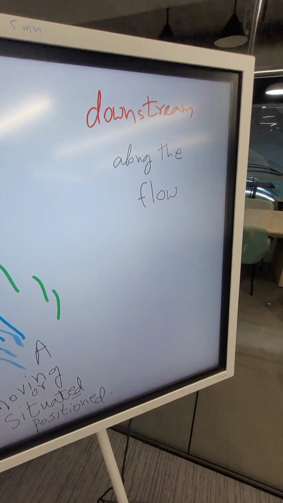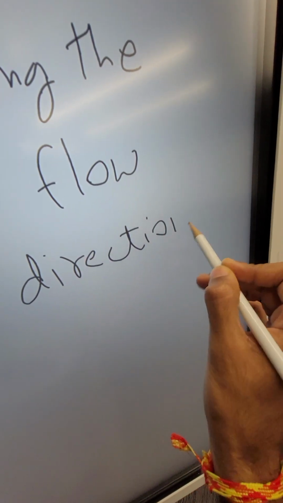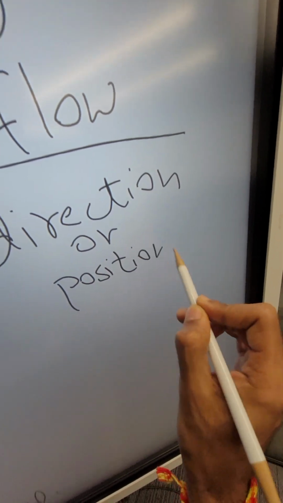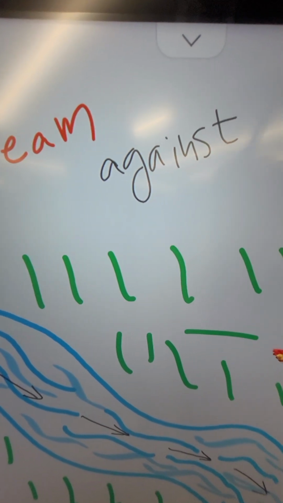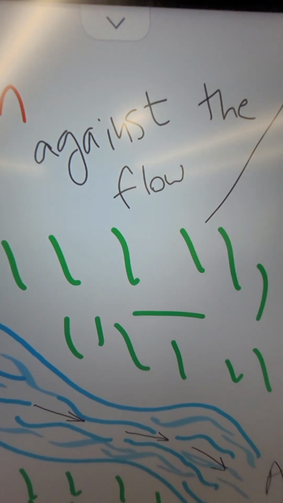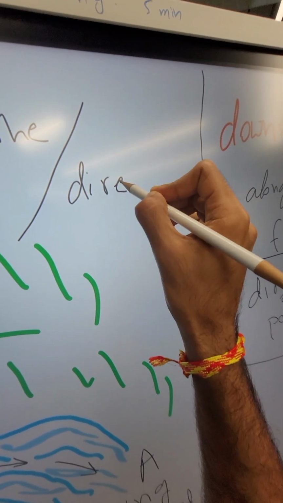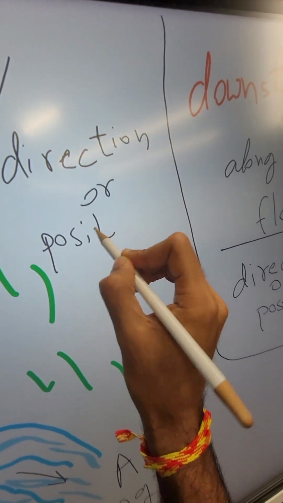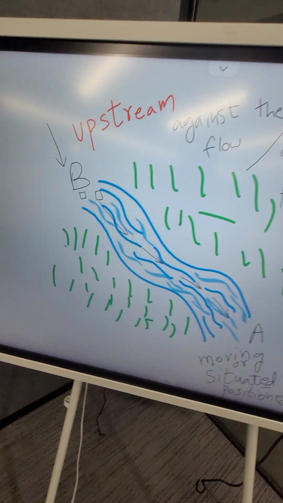So downstream is along the flow, either the direction or position, right? And upstream is against the flow, in terms of direction or position. So now you don't have to ever get confused about what is upstream and what is downstream.